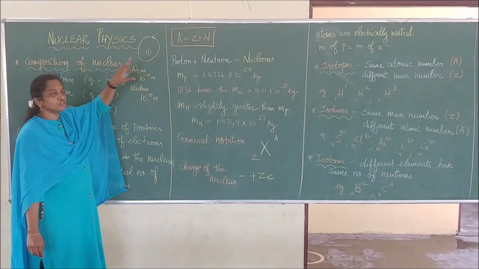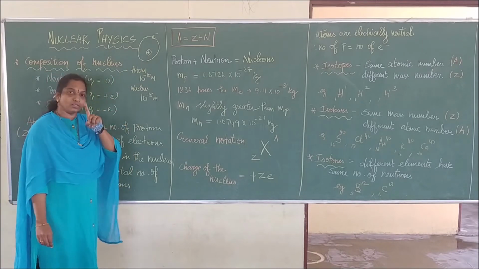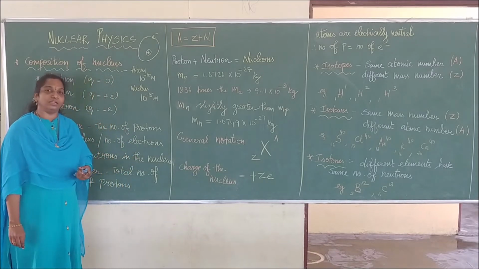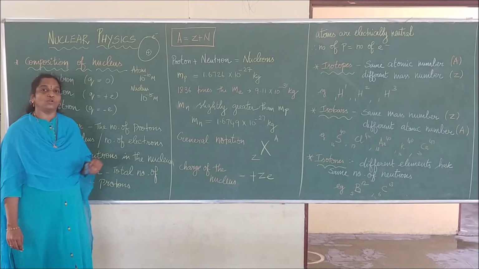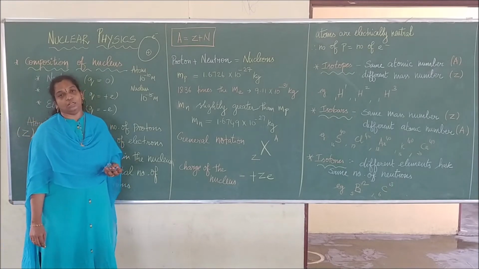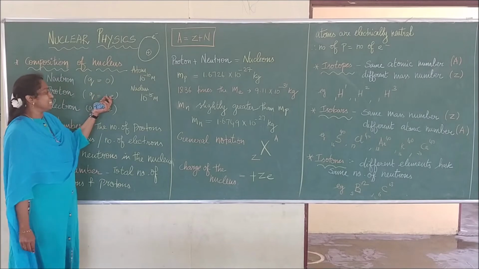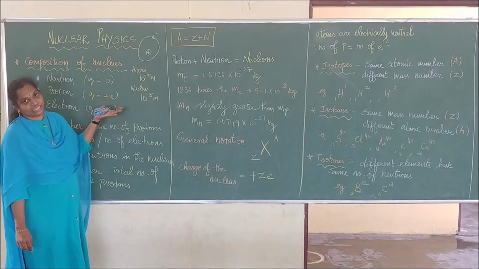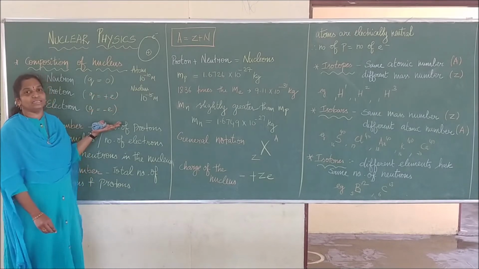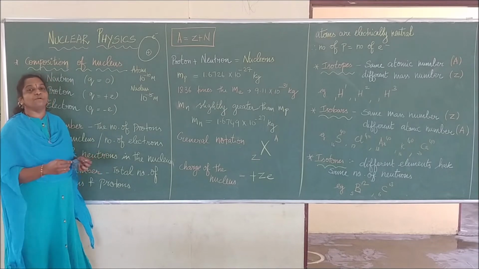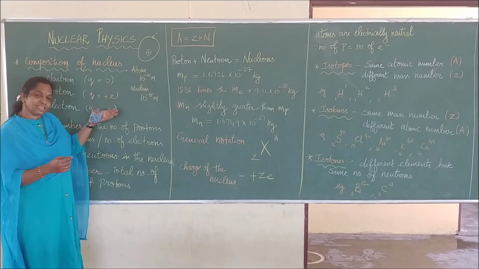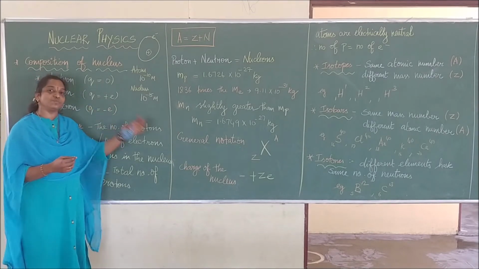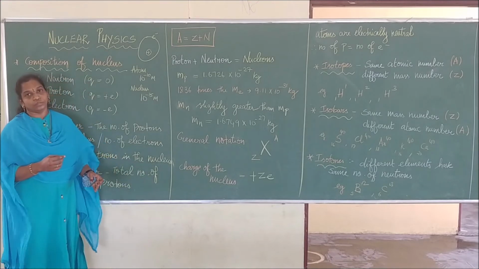The nucleus is composed of only two elementary particles. One is called the proton, and the other is called the neutron. The neutron is electrically neutral in nature and doesn't have any charge. But the proton is a positively charged particle. Its charge is plus e, which is equal in magnitude but opposite to that of an electron. The charge of an electron is minus e, with a value of 1.6 into 10 power minus 19 coulomb. Here it is plus 1.6 into 10 power minus 19 coulomb, because charge is expressed in the unit called coulomb. Is it clear to you?